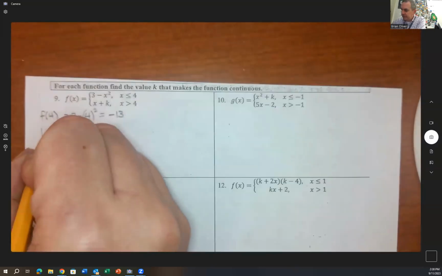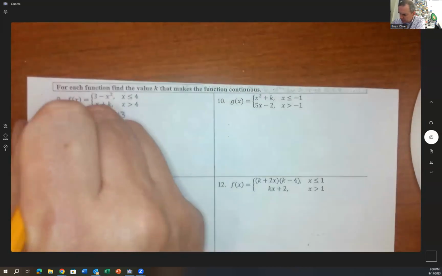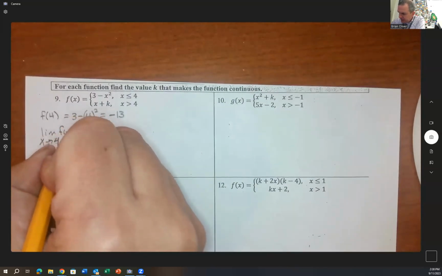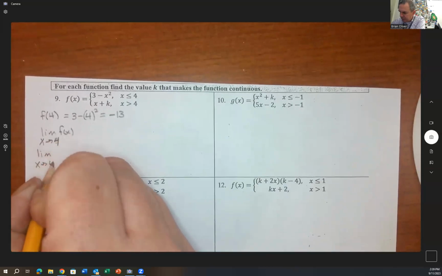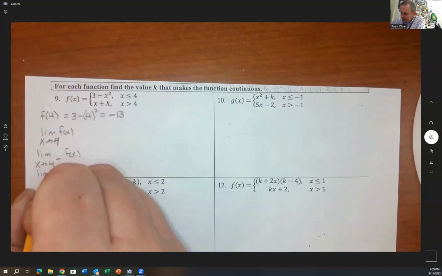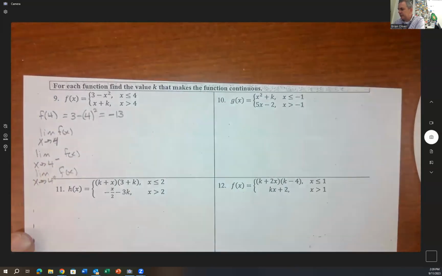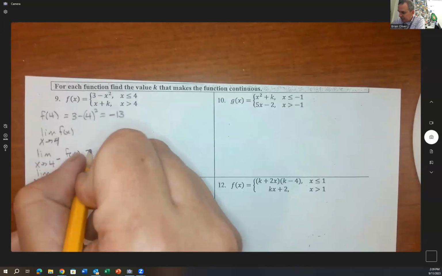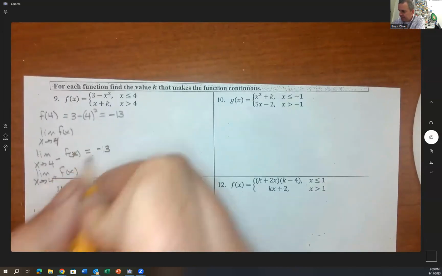We're going to look at the limit as x approaches 4 of f of x, which again is going to be two problems. The limit as x approaches 4 from the left of f of x, the limit as x approaches 4 from the right of f of x. So from the left, it's going to be the one that we already did, this one up top here. This is from the left, so it's going to be negative 13.